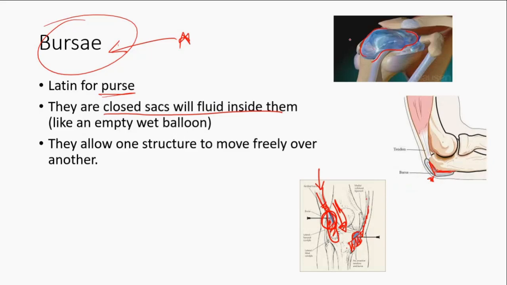So sometimes what can happen is that these bursae can get inflamed, okay? And when they get inflamed, so it gets affected by inflammation, maybe it gets irritated or injured, or it can actually become fluid filled. So there can be a lot more fluid inside it, and then you can get a swelling of that area.